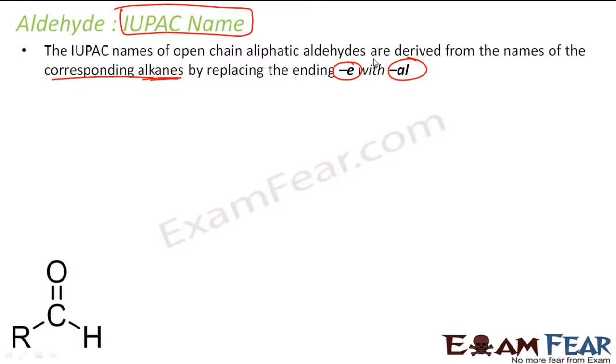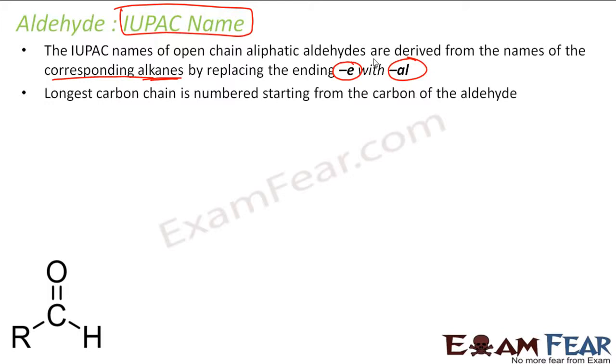So for aldehydes, the common names are derived from carboxylic acid, because when the IUPAC name was not there and the common name was in fashion, that time carboxylic acids were the base actually, and thus the common names derived from the carboxylic acids for aldehyde. But IUPAC name came later. At that time, alkanes, alkenes, alkynes, carboxylic acid, everything was there. So in most cases, the IUPAC names are derived from the alkanes by replacing E with Al.